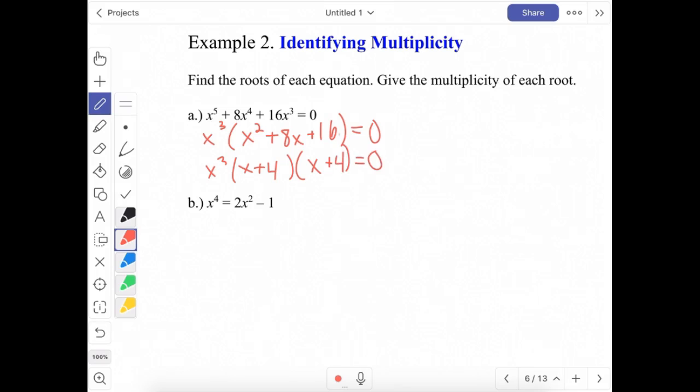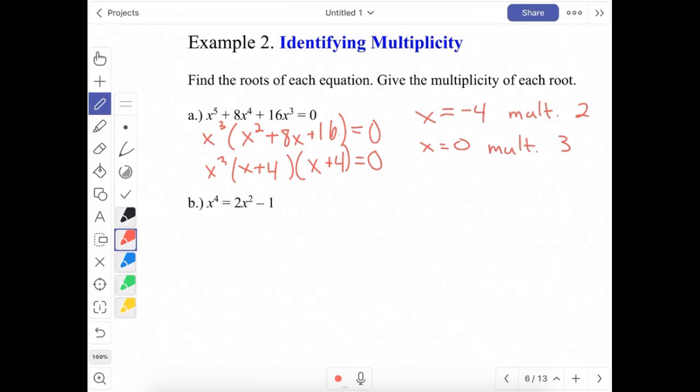So x is equal to negative 4, because we could subtract 4 from both sides, and it has a multiplicity of 2. And x equals 0, because we have that x cubed out front, actually has a multiplicity of 3.